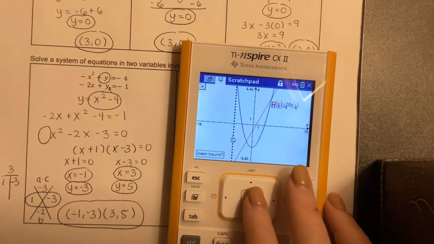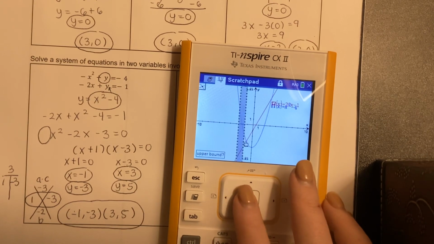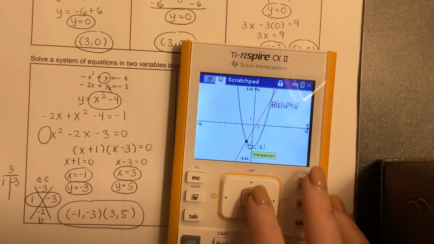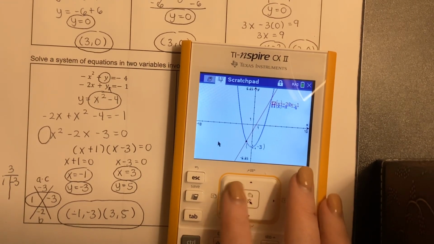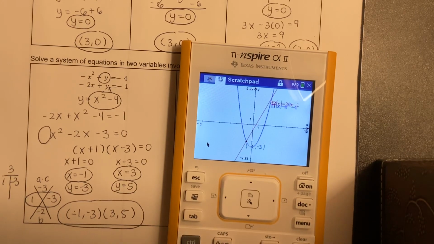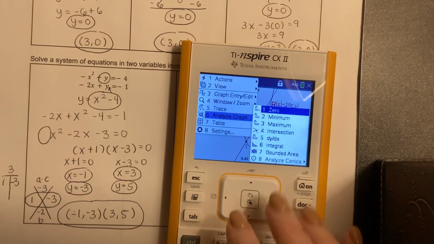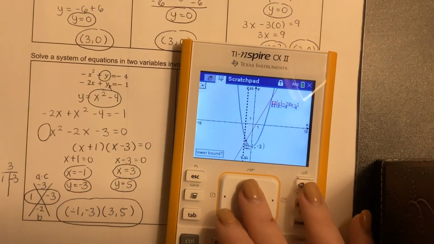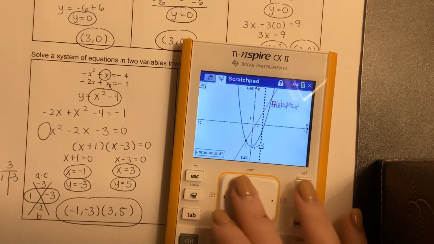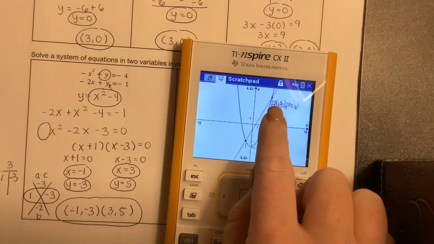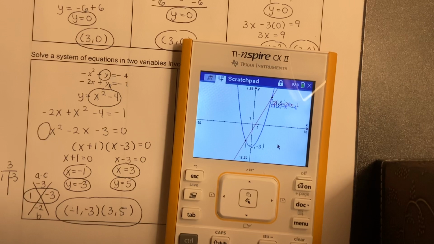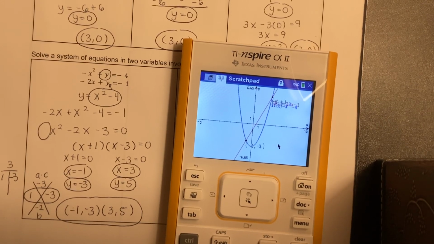Lower bound just means go to the left of it. Upper bound, so you're going to highlight it. As you can see, -1, -3, that's one of my answers. Awesome. Then I can go back again: menu, analyze graph is 6, intersection is 4. Now I can go over here and highlight this one and it tells me 3, 5. If you're given it on the calculator section, you're more than welcome to do it that way.